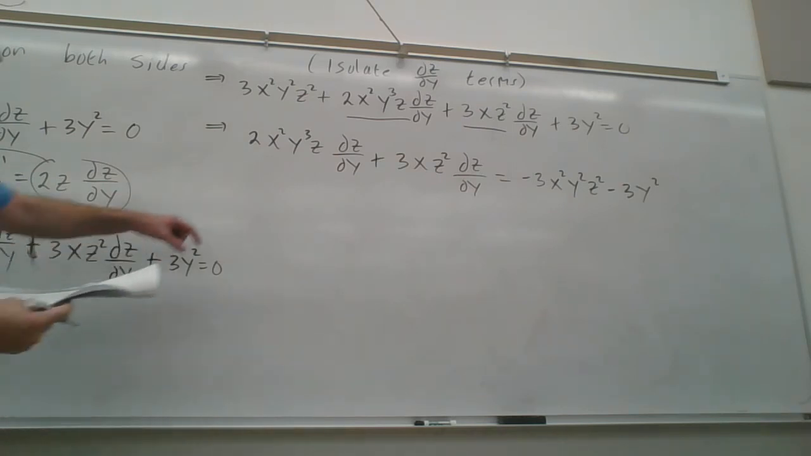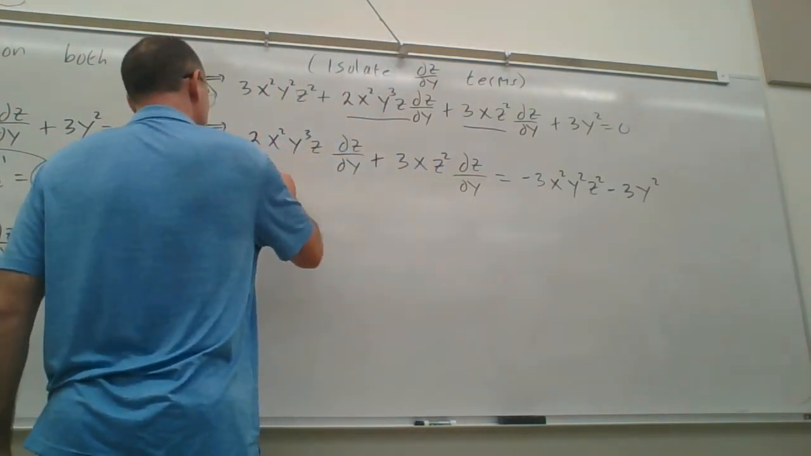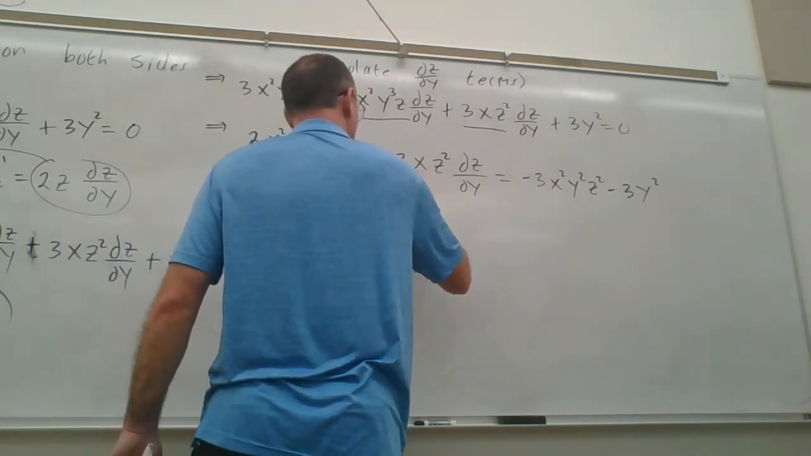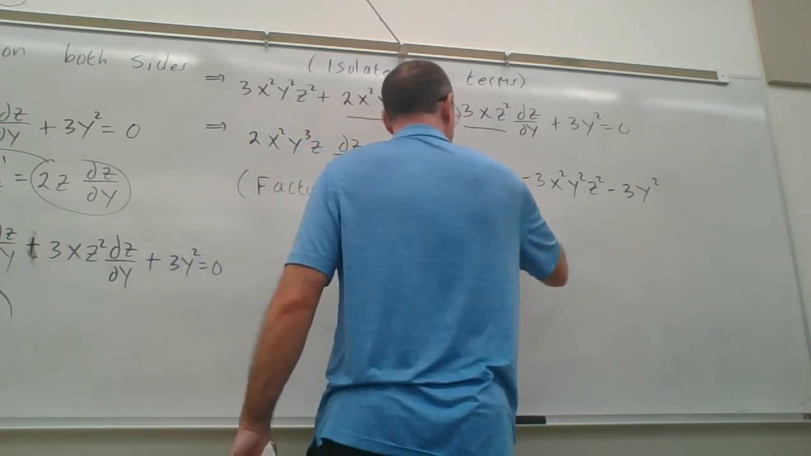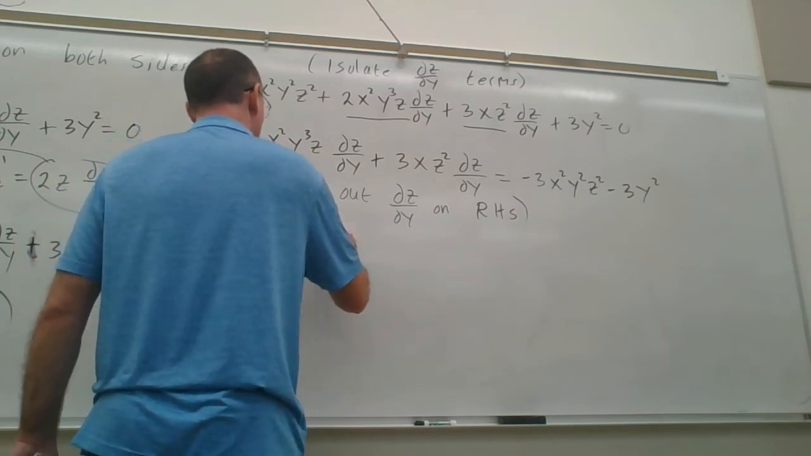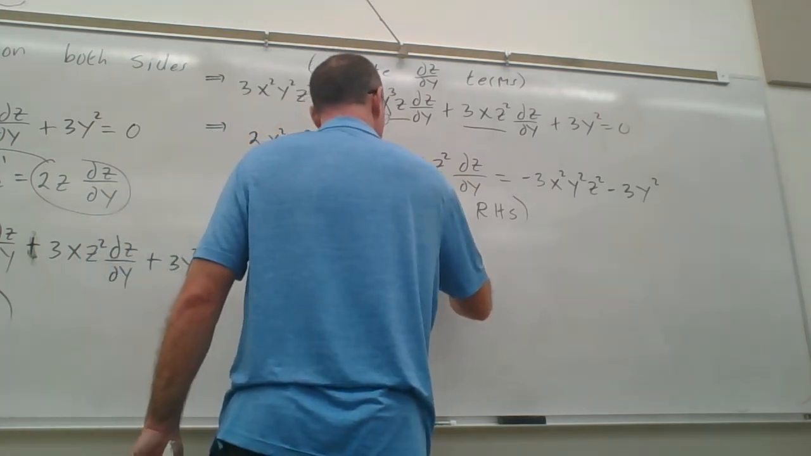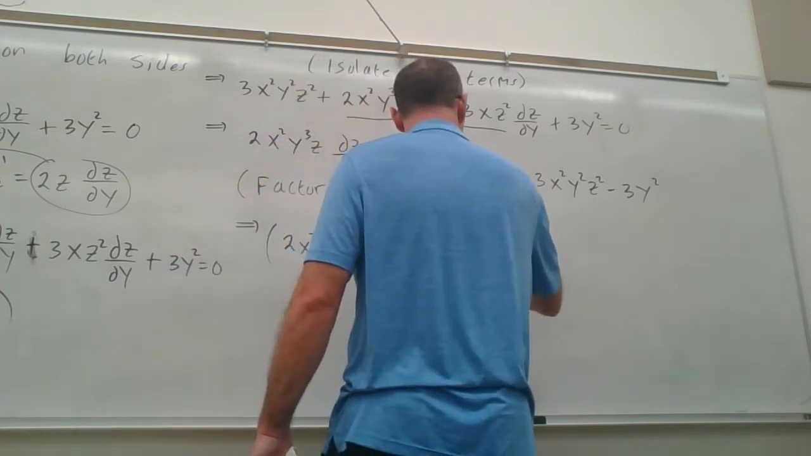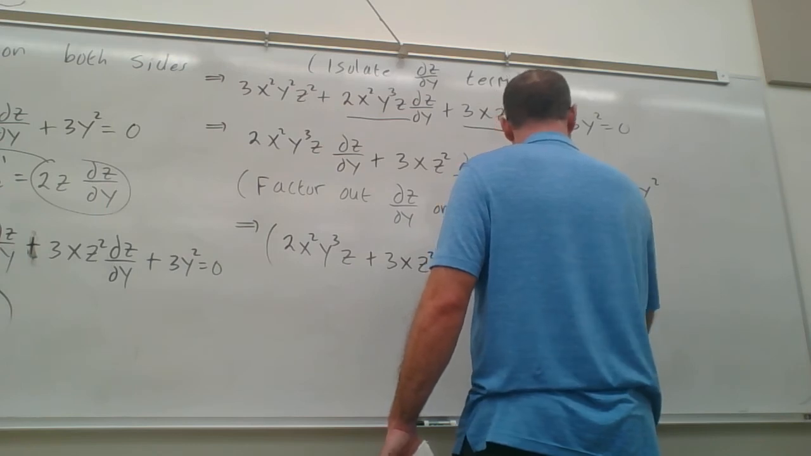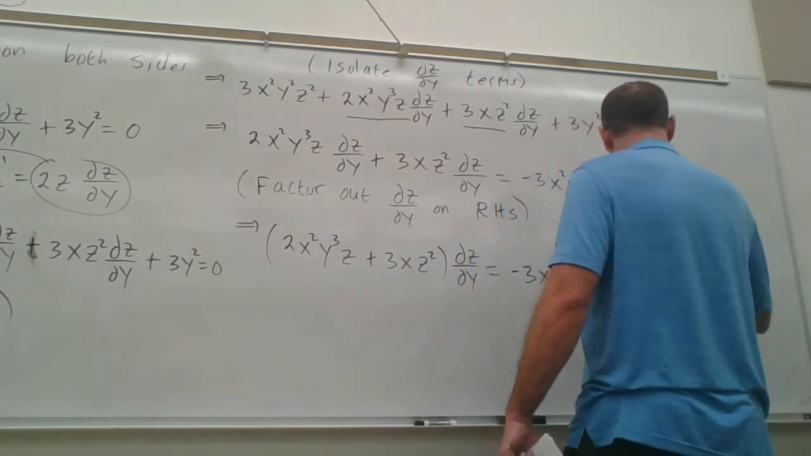Now we're going to factor out the partial z with respect to y here and here. So let's factor out partial z with respect to y on the right hand side. Doing that, we'll get 2x squared y cubed z plus 3x z squared, times partial z with respect to y, equals this: x squared y squared z squared minus 3y squared.